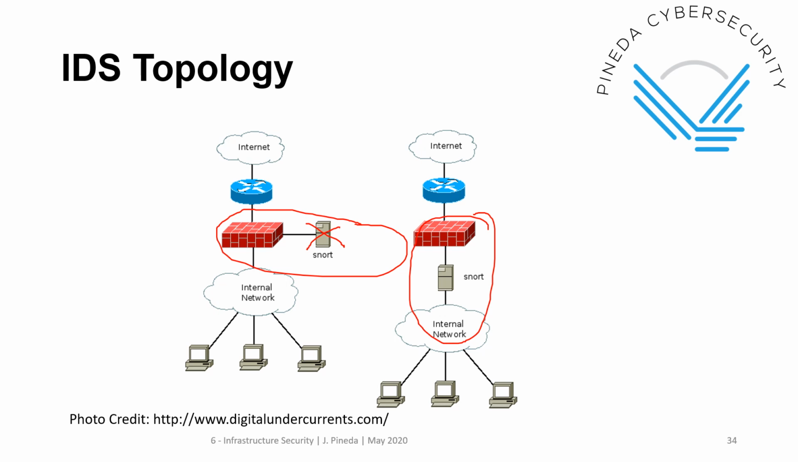Whereas in the second implementation, or second topology, when Snort dies, nobody can access or go out of the network, because the traffic will not be allowed since the device is dead. Okay, so we call it inline traffic. So you have to check which one is more suitable for your organization in case the IDS fails.